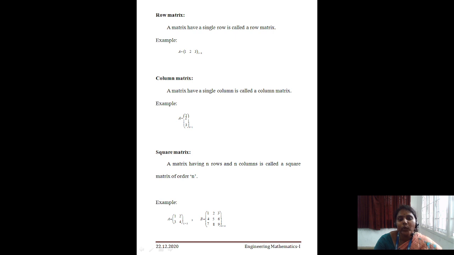Then next is a square matrix. We know that in a square, all the sides have the same length. Likewise, a square matrix has an equal number of rows and columns. A matrix having n rows and n columns means the number of rows and columns are equal. First is a 2 cross 2 matrix: the number of rows is 2 and the number of columns is 2, with entries 1, 2, 3, 4. Then matrix B is 1, 2, 3, 4, 5, 6, 7, 8, 9. In matrix B the number of rows is 3 and the number of columns is also 3. So both are examples of a square matrix.